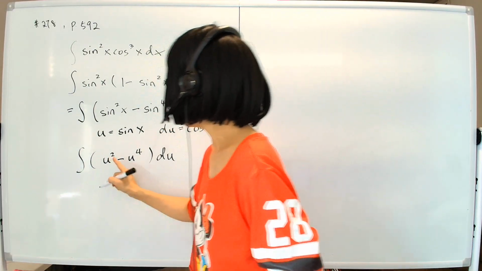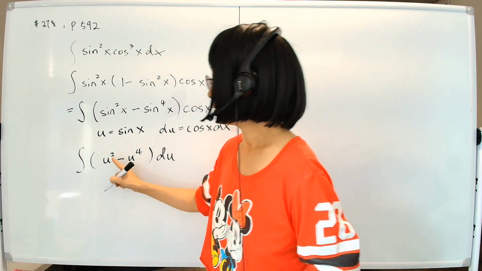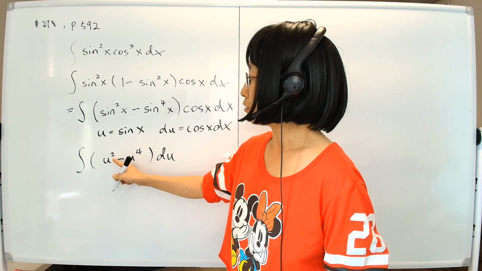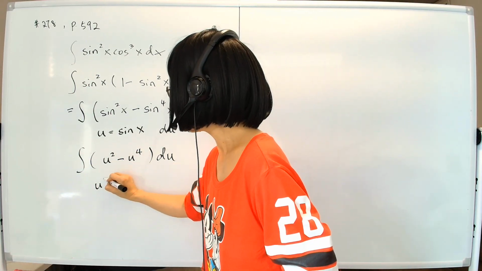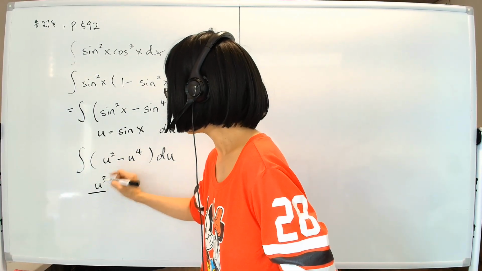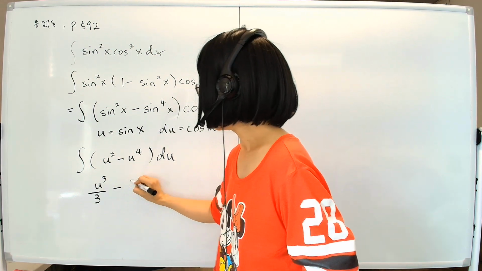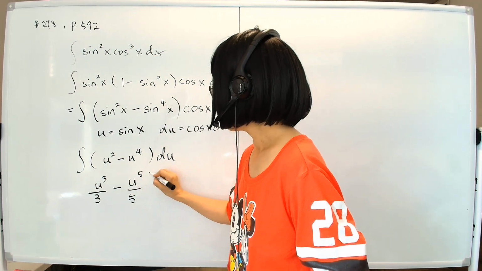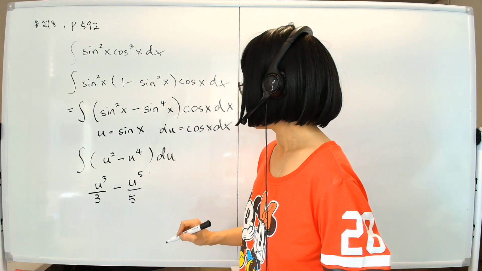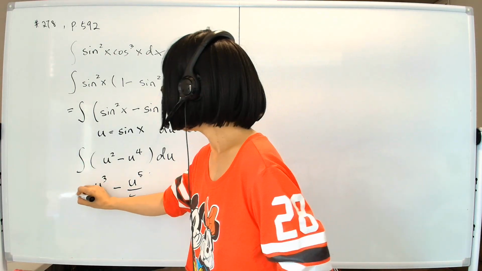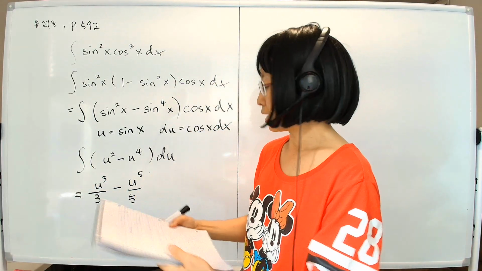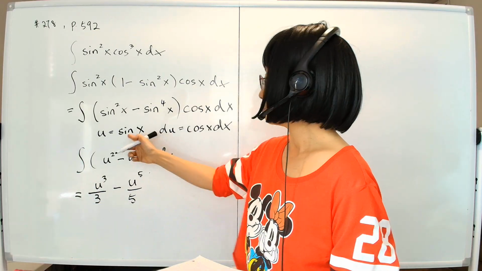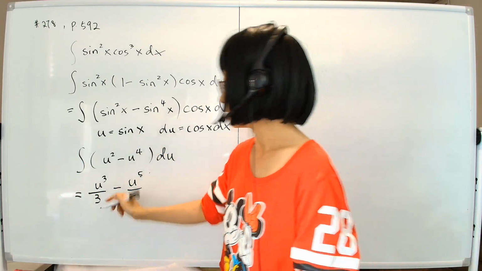And now we perform the integration. The integration says raise the power by 1, so 2 plus 1 is 3. Divide by that power, 3. Minus, raise the power by 1, that becomes 5. Divide by 5, and yeah, that's that. That equals this thing. And then finally, we plug u, which is sine of x, back in there.